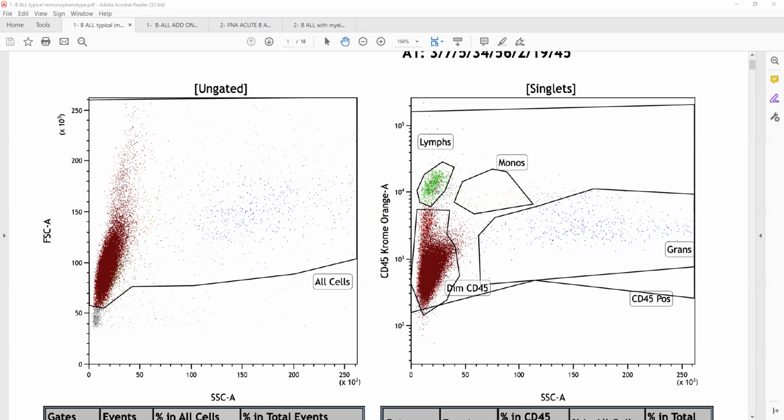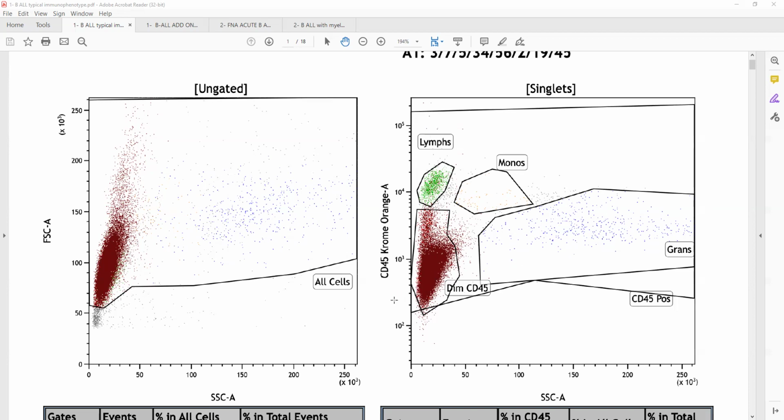Here, with the brighter CD45 expression in green, we have lymphocytes. Monocytes, which in this case are very rare, have more side scatter compared to lymphocytes. And here in blue, we have granulocytes, and granulocytes have higher side scatter because they are more complex compared to the other cell types.